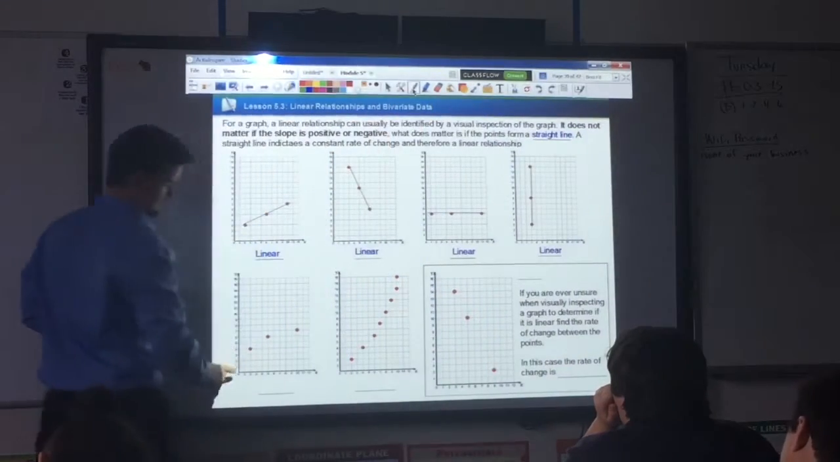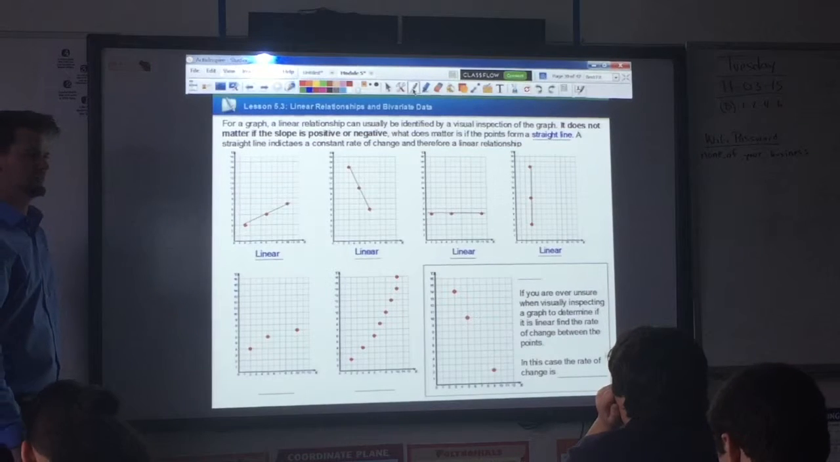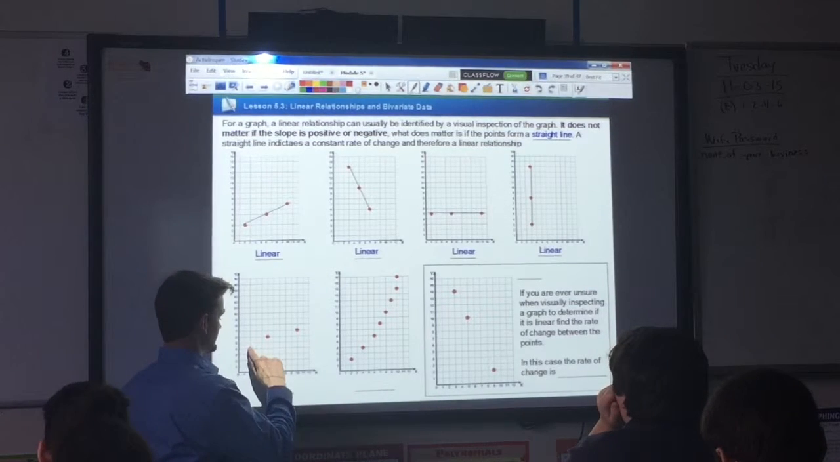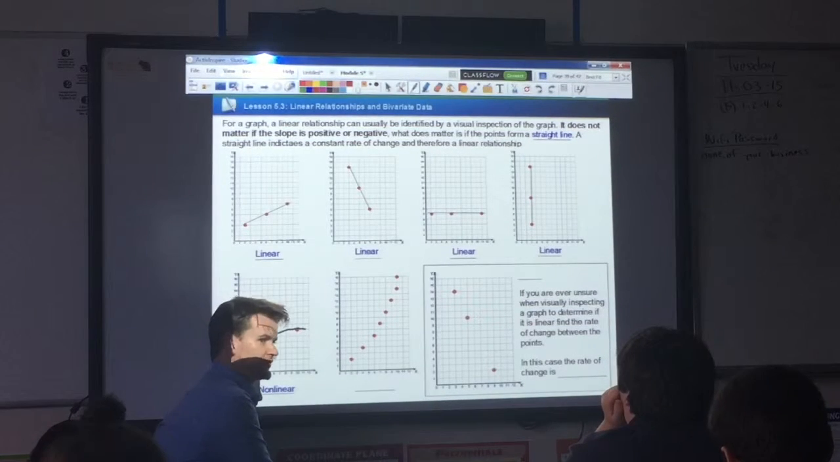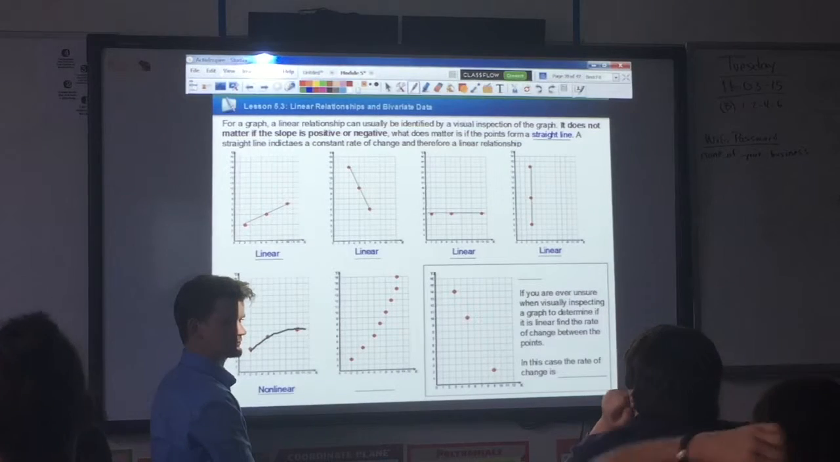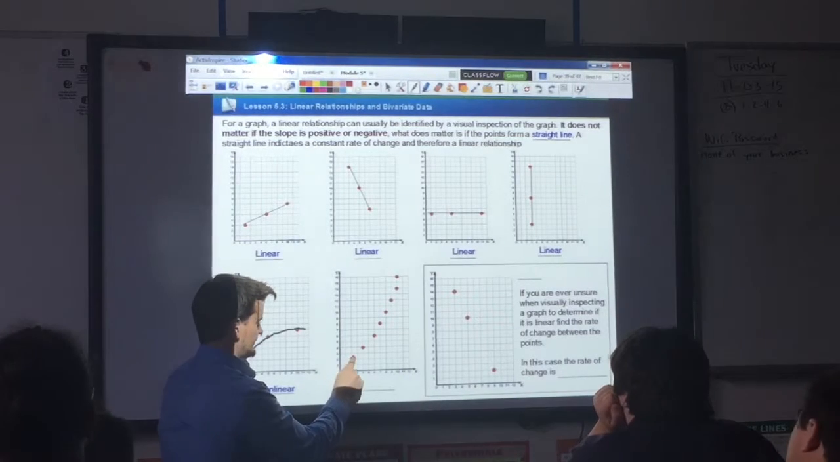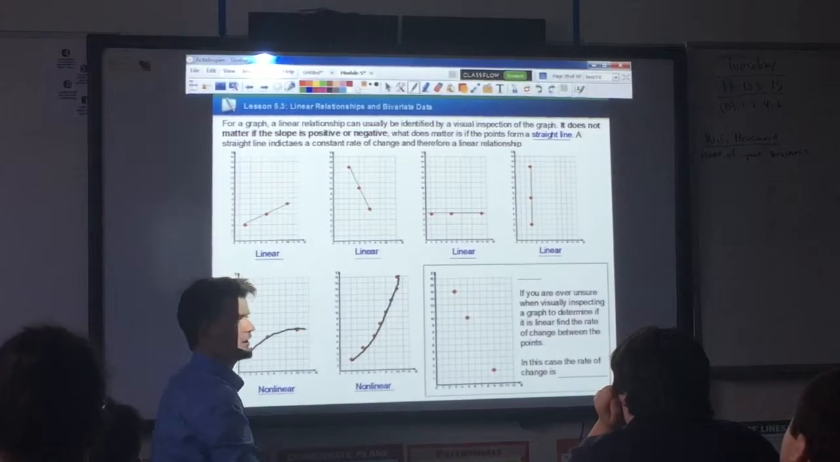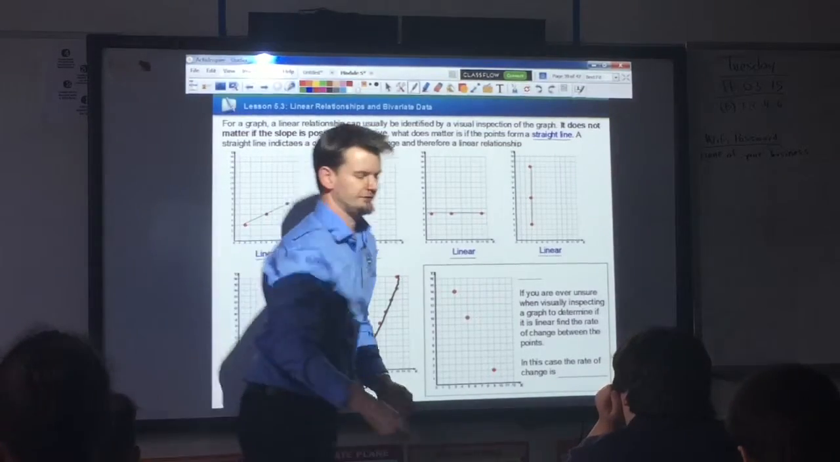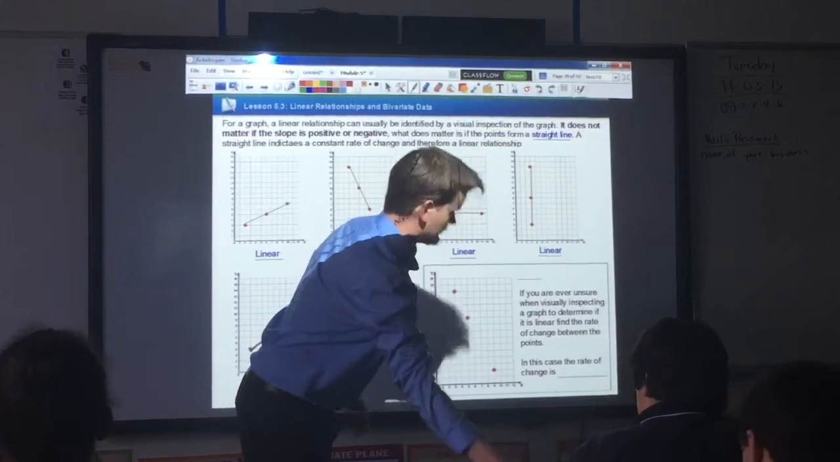What about this one down here? Is that going to be a straight line? No. It's not, because if I connect these points, notice that it curves, which means that this is a non-linear relationship. Shimon, what about this one? Non-linear. Let's see if we connect all the dots. The line kind of curves up there. Non-linear. Good.